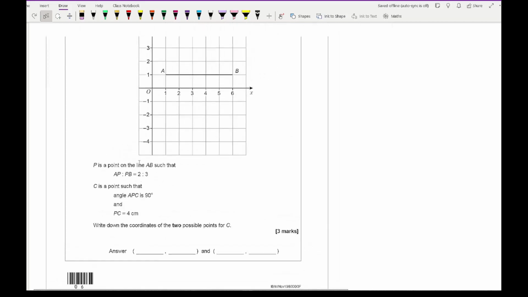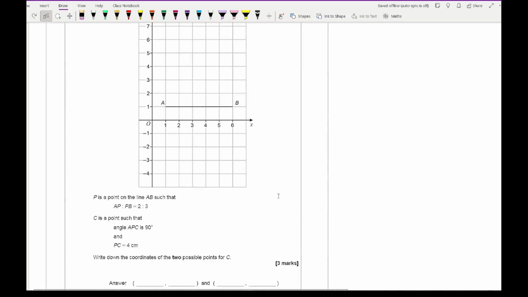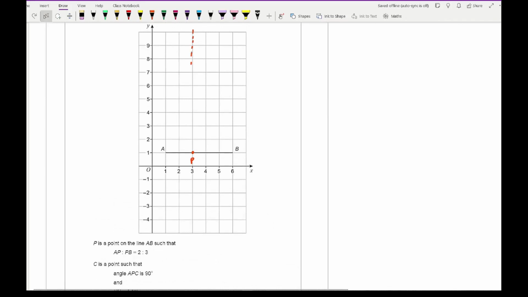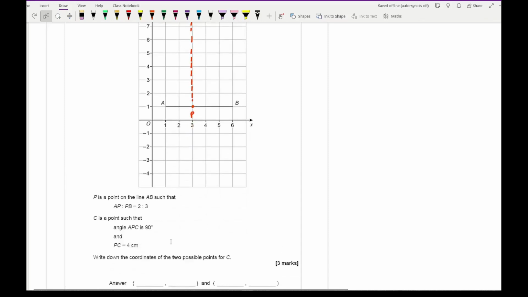So let's start off first of all by marking where P is going to be. As you can see, there's 5 squares separating A to B, and there's 2 squares towards A and 3 squares toward B, so that there is going to be P. Now, APC is 90 degrees, so we're going to be looking at C being somewhere along this line here. Now, the question says that PC is 4 centimeters. So what I need to then do is count. Now this line does extend. So C can either be 4 squares above the line or 4 squares below the line, which is going to be here. So that's two possible positions of C.